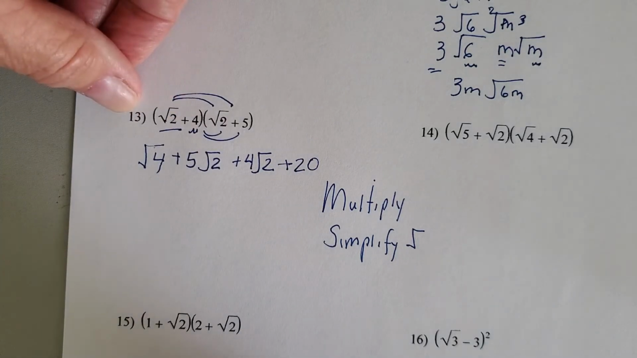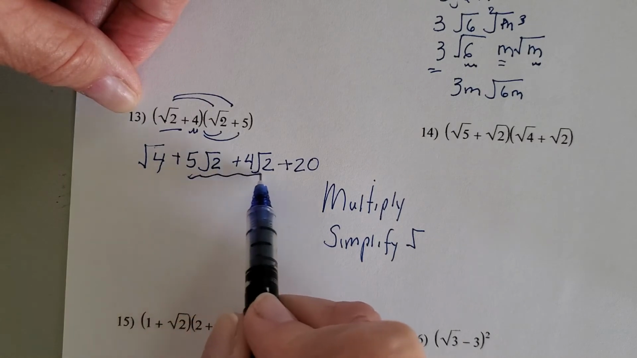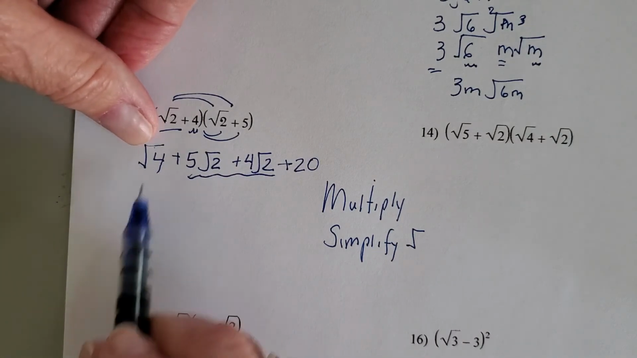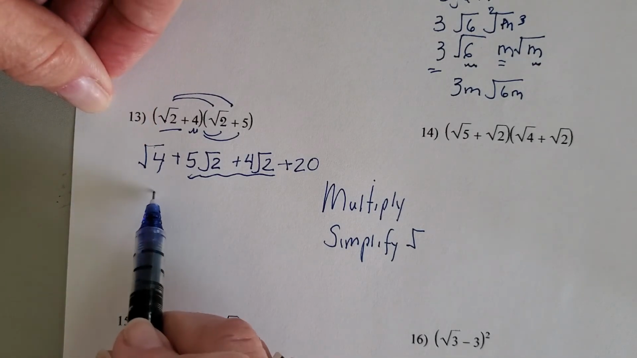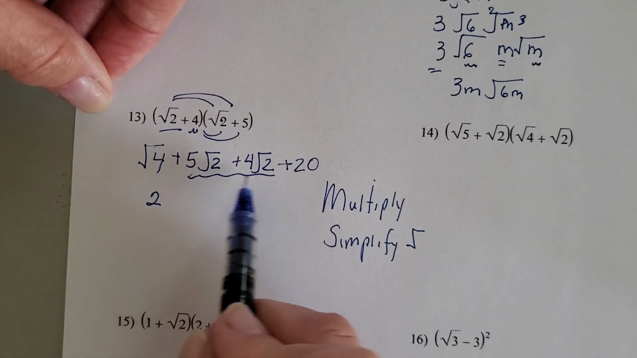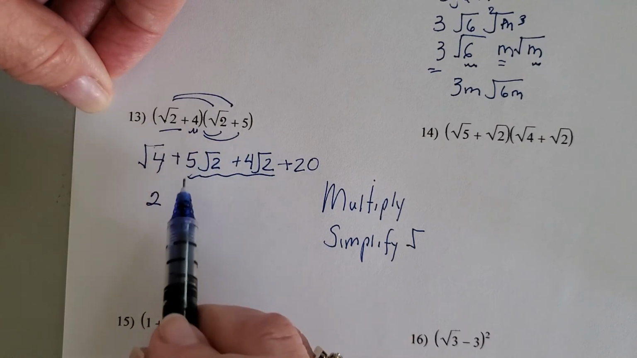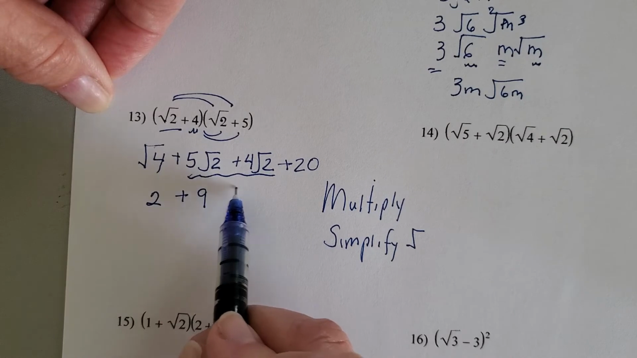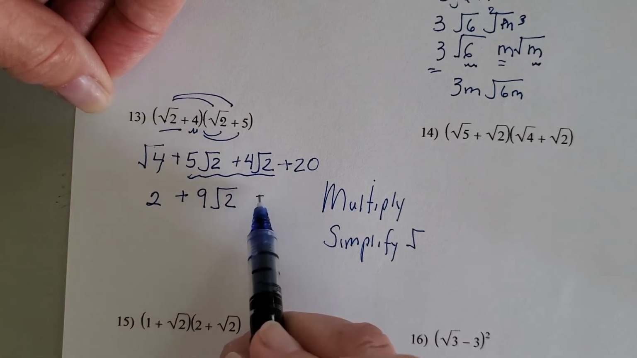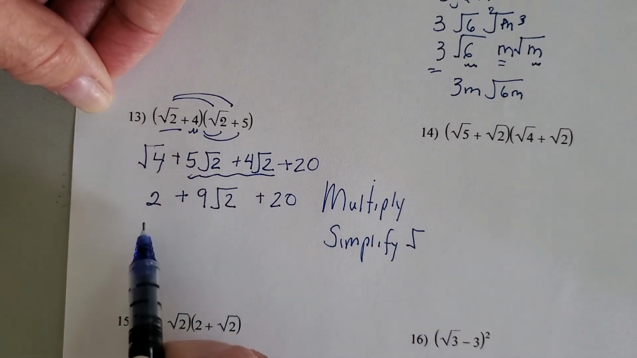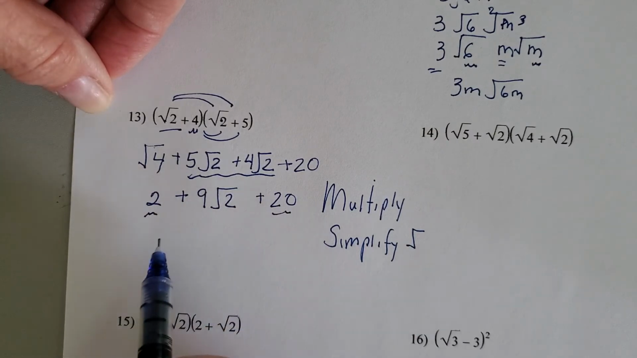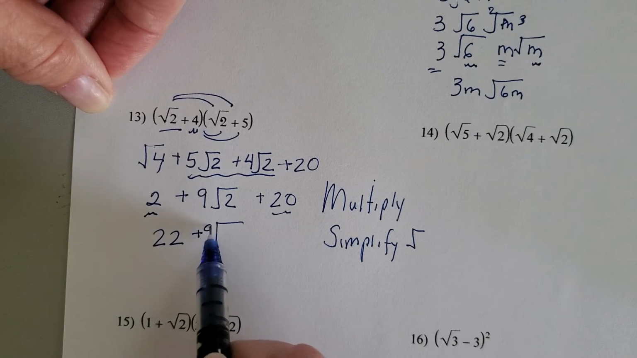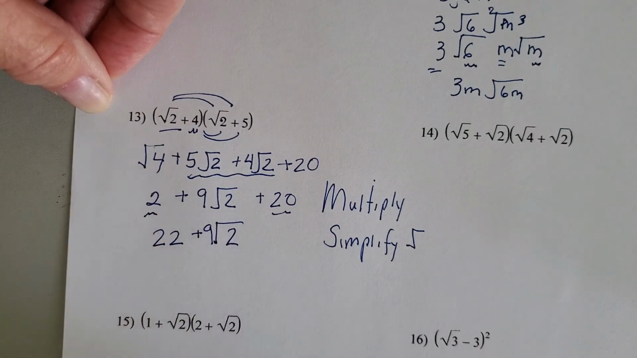And then we need to look. There's like terms here. We can add them together. Square root of 4 we can simplify. The square root of 4 is 2. We've got these guys to add together. We have 5 radical 2 and 4 radical 2, which is 9 radical 2, and we have 20. And we can add these like terms together. So we get 22 plus 9 radical 2.